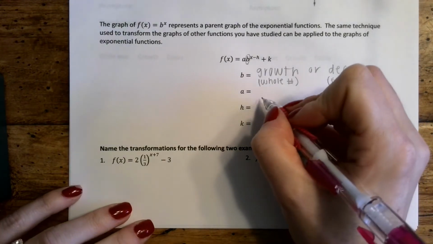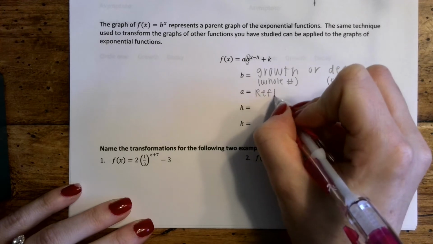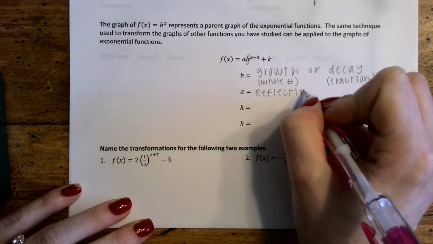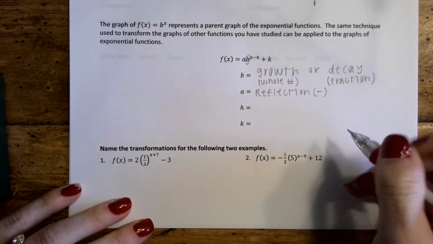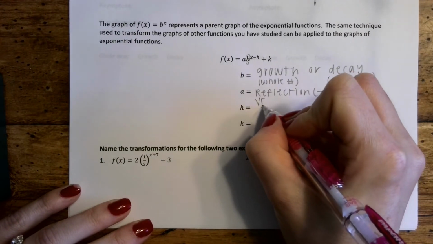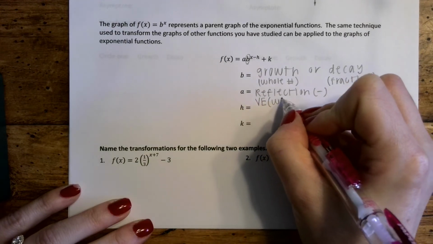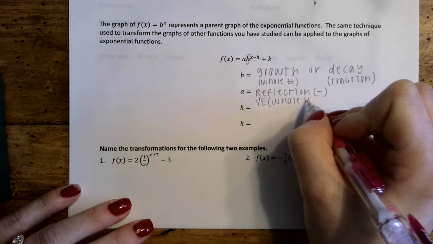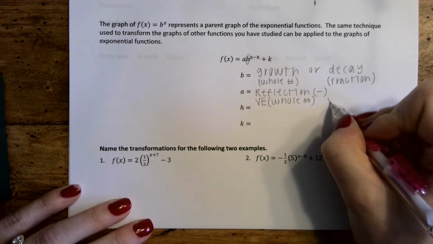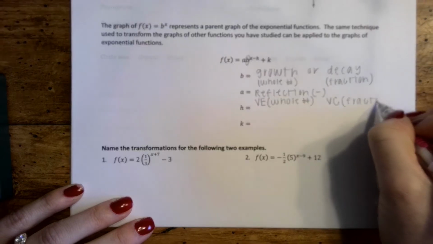Your a value will tell you whether there was a reflection. You'll know that there is a reflection if there's a negative out front. It also tells you if there was a vertical expansion. We'll abbreviate as VE. A vertical expansion is given by a whole number. And you could also have a vertical compression, which is given as a fraction.